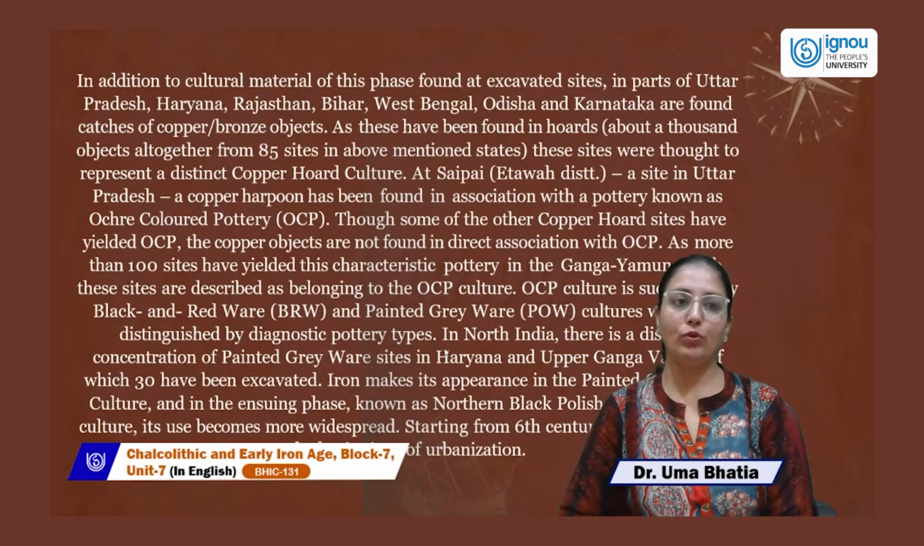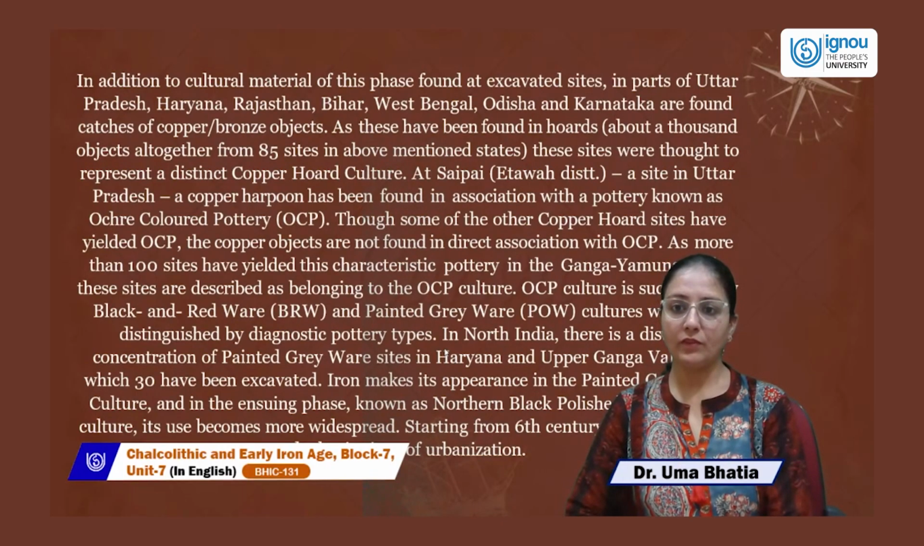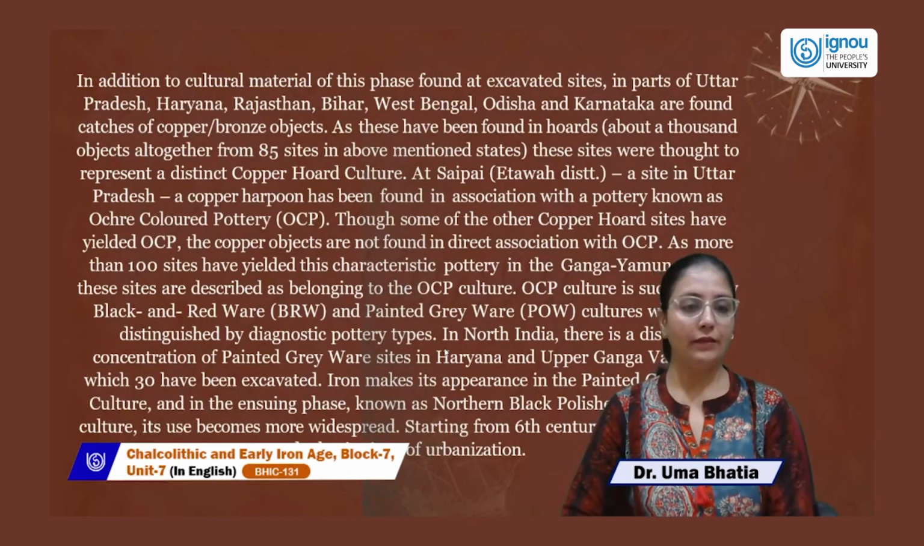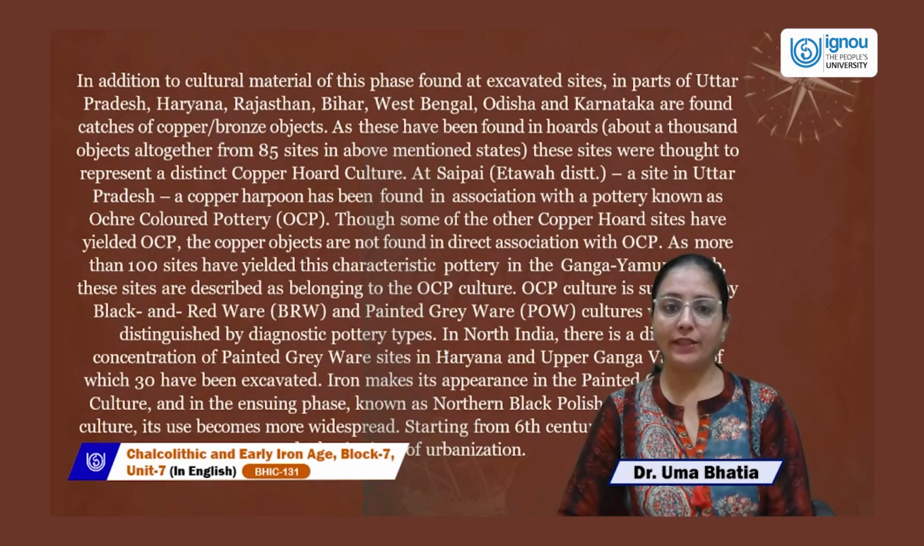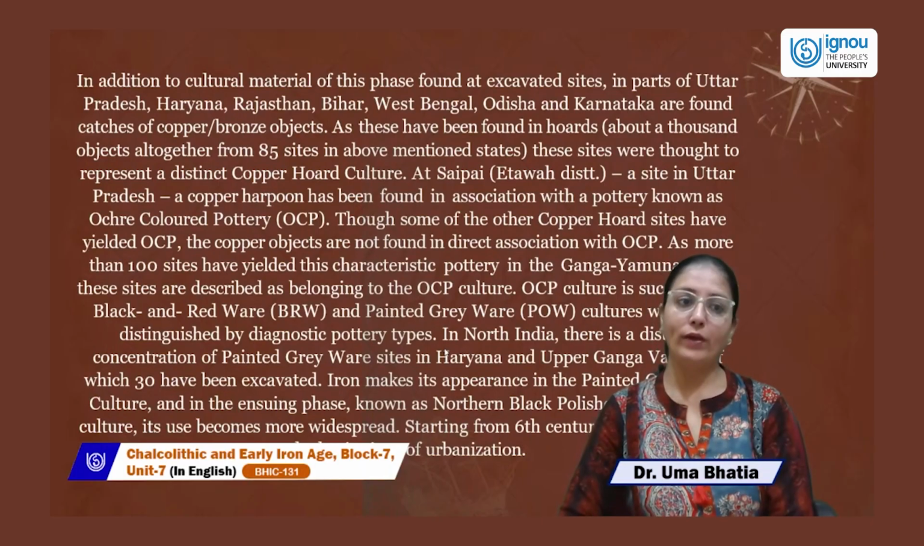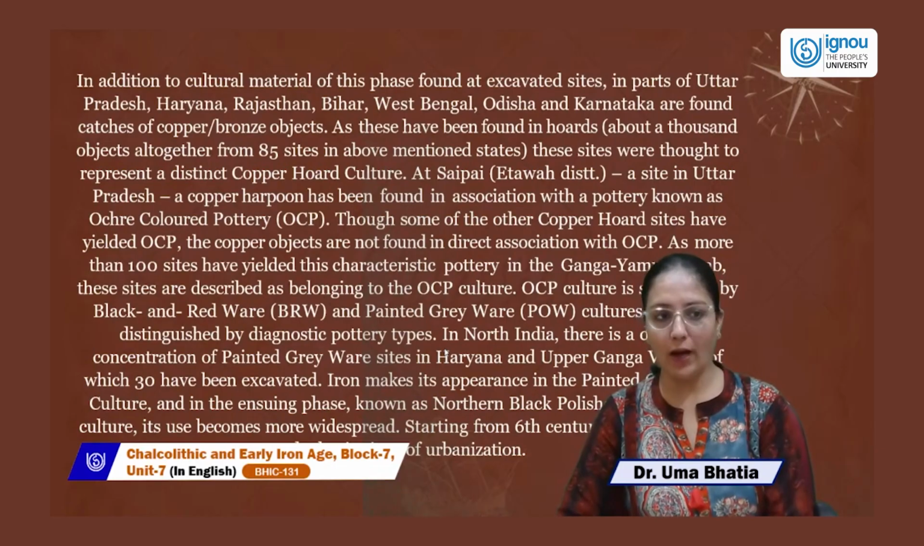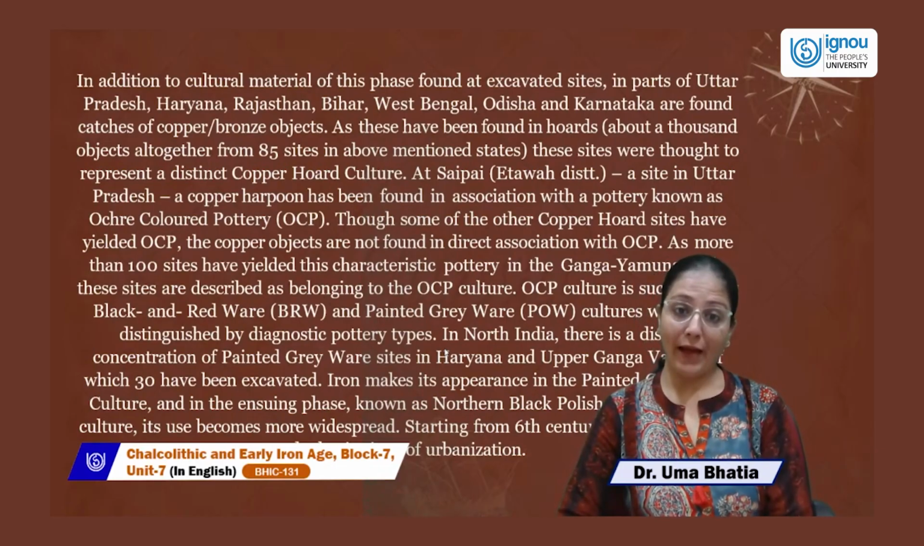At a site in Uttar Pradesh, a copper harpoon has been found in association with a pottery known as ochre colored pottery. Though some other copper hoard sites have yielded OCP, ochre colored pottery, the copper objects are not found in direct association with OCP. More than 100 sites have yielded this characteristic pottery in the Ganga Yamuna Doab. These sites are described as belonging to the OCP culture.